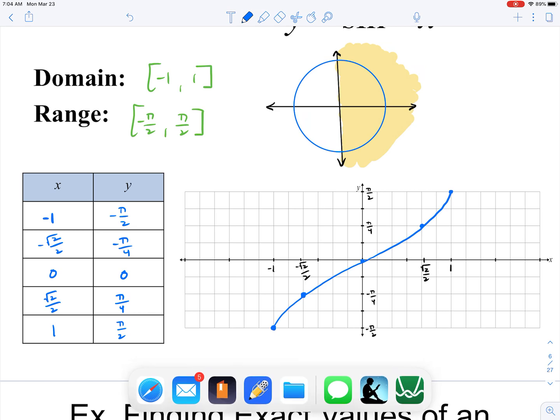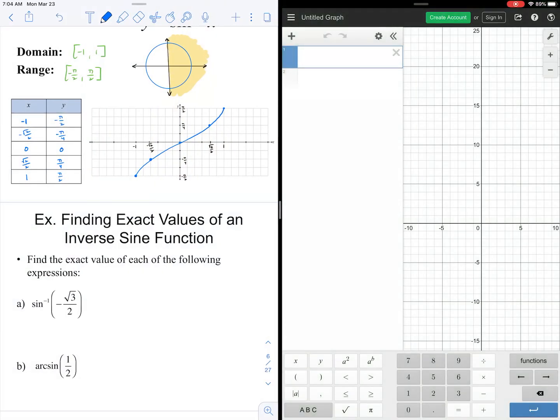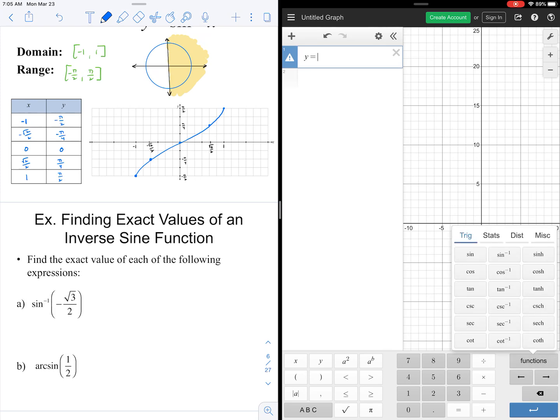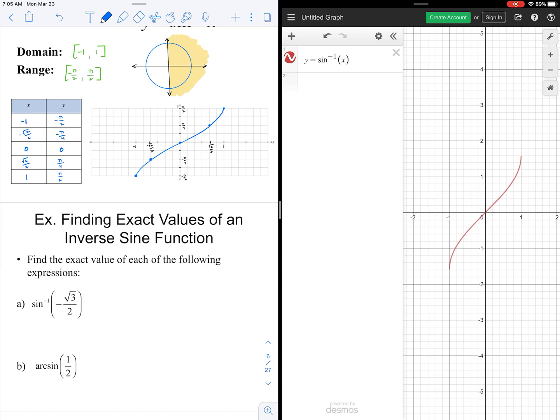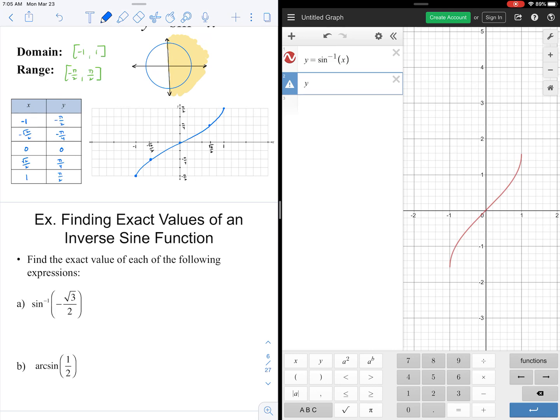Let me show you with Desmos, because remember that the graphs of two functions that are inverses of each other are symmetric about the line y equals x, since the domains and ranges are switching. So notice Desmos uses inverse sine, that notation with the negative 1. If I zoom in, that looks pretty close to what we graphed by hand. And notice if I were to graph sine, I would need to restrict the domain. I'm trying to think, remember how to do that. Negative pi over 2.